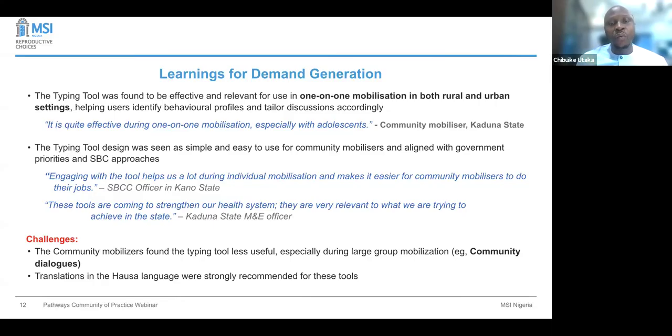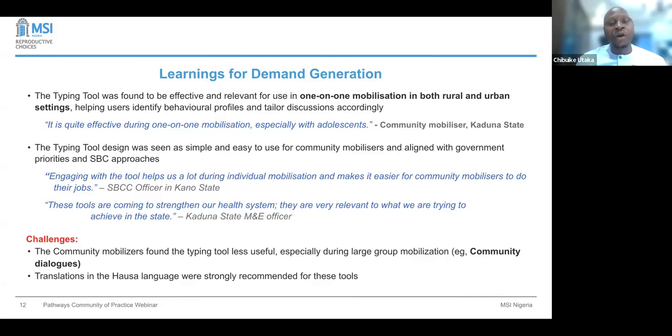However, we also found that this tool was seen as most useful for demand generation when we are having one-on-one conversations than when we have group conversations. Like Ogechi mentioned in the beginning, some of our demand generation activities happen in group community dialogue settings. But they found that the tool speaks closely to one-on-one, where it's easier to use than it is for group conversations.